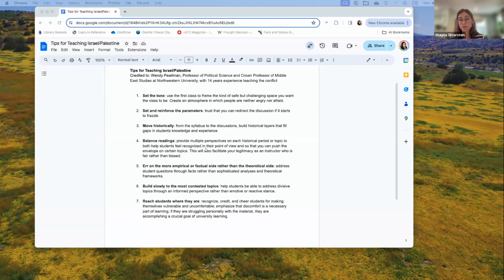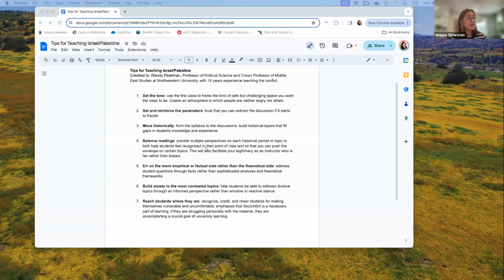It also helps to present a kind of factual background that helps to establish yourself as an instructor who is fair, and therefore your pedagogical legitimacy, as opposed to students perhaps dismissing you as biased in one way or another.